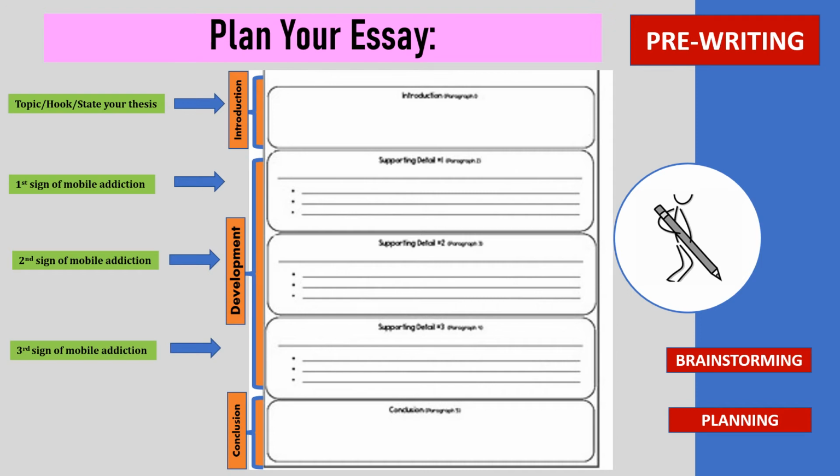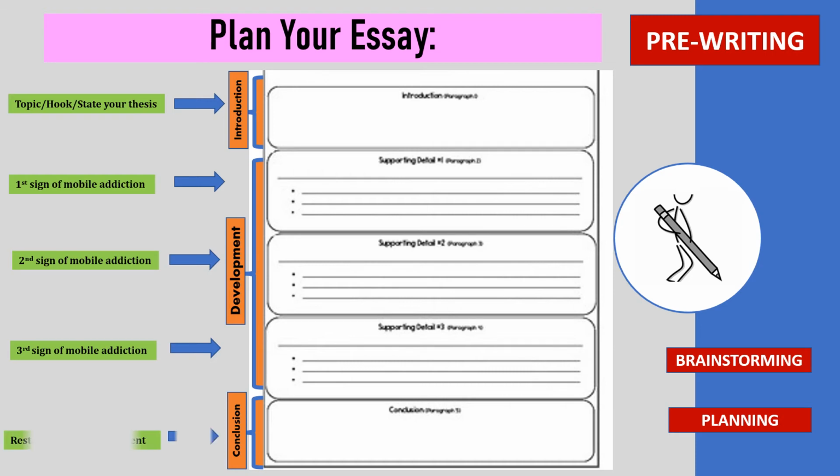So in the third paragraph, you explain the second sign of mobile addiction, and the third sign is explained in the fourth paragraph. Again, I repeat, in these paragraphs, you need to start with a topic sentence and provide supporting details and examples. And do not forget to use transitions between one paragraph and the other, and of course use linking words between ideas within each paragraph.